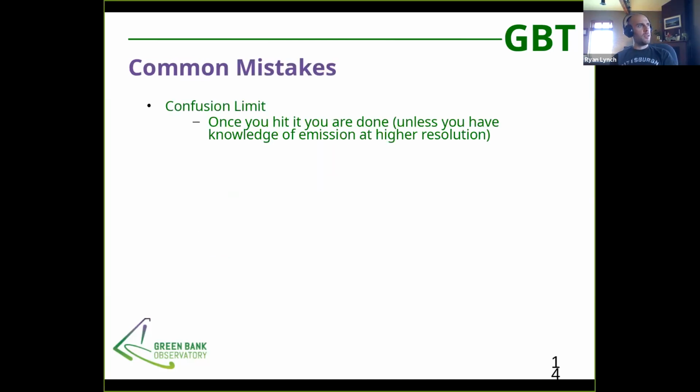So common mistakes: reaching the confusion limit. It doesn't matter how sensitive the telescope is, once you've reached the confusion limit and you can't distinguish one source from another, then unless you have some knowledge of what the emission looks like at higher resolution, you can't do much better than that.